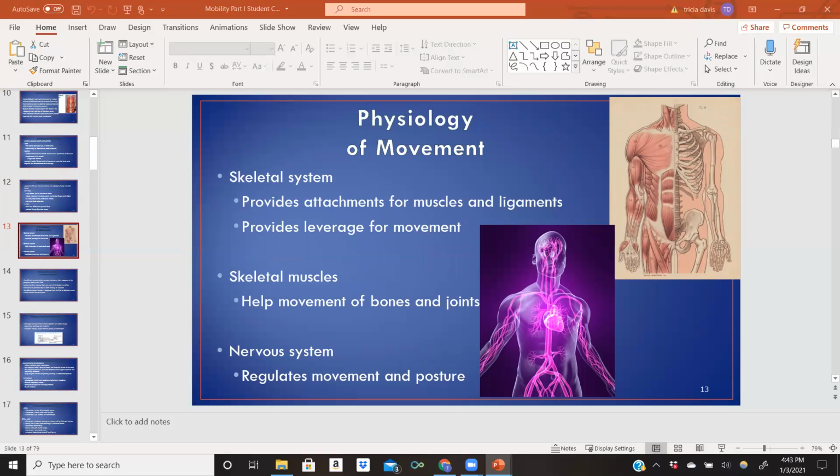So the skeletal system provides attachments for muscles and ligaments, and it provides leverage for movement. Skeletal muscles help movement of those bones and joints. And the nervous system is just as important because it regulates movement and posture. So the skeletal and muscular systems cannot produce that purposeful movement that we see without a functioning nervous system. Nerve impulses stimulate those muscles to contract.